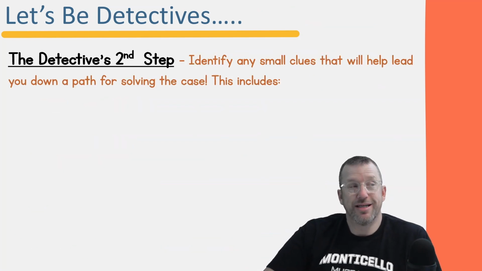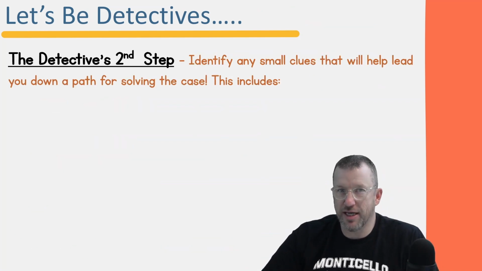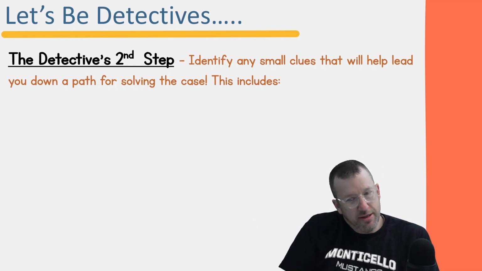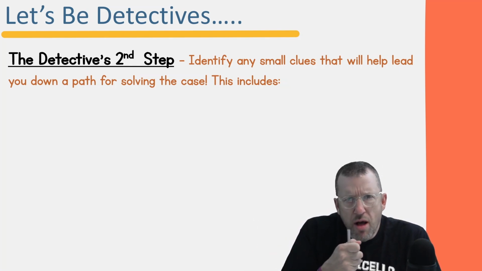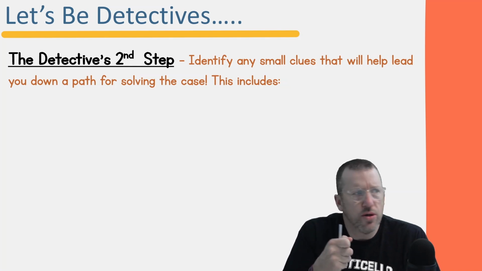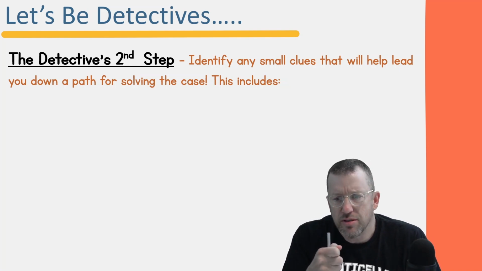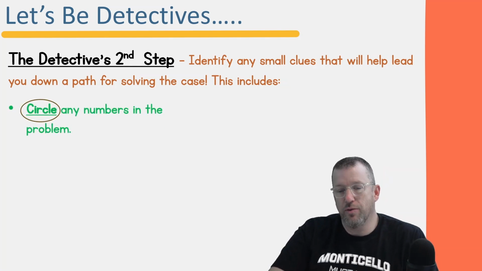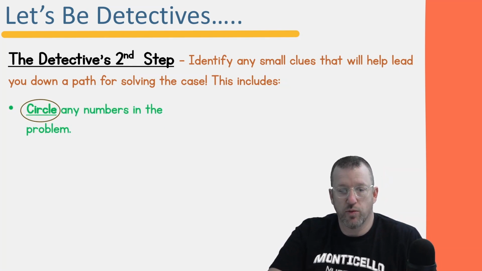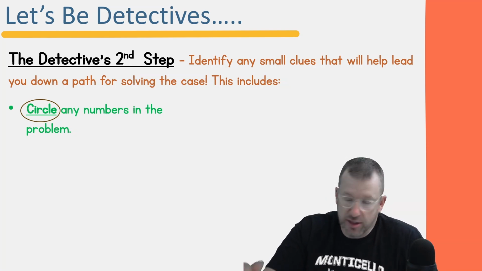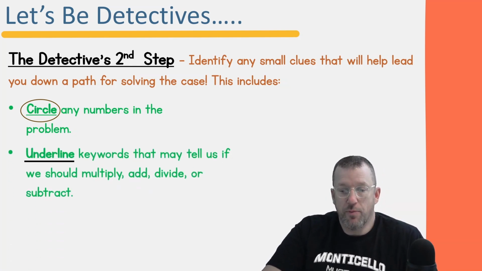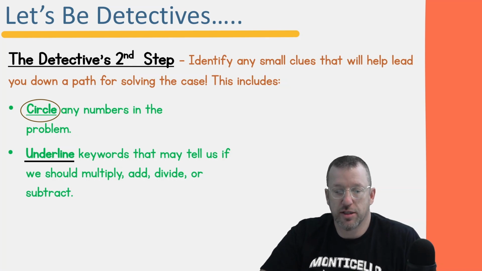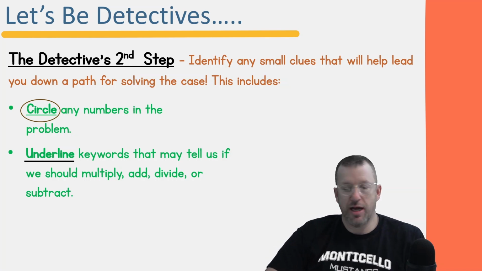The next step is to identify any small clues. If I'm a detective and I've got this crime scene and I've made it a little simpler, now I'm looking for my clues. Because I think all detectives are from England. Anyways, let's go look for some clues. How do you do that? Well, we circle any numbers in the problem. That's one part of the clue. We may not use them all, but let's circle them because they're clues. Then we underline keywords that will tell us if we should multiply, add, divide, subtract, or anything like that.